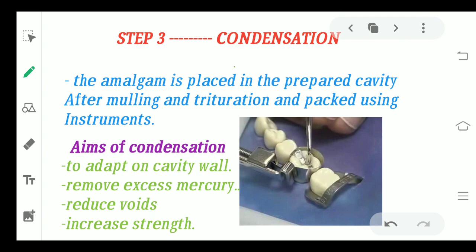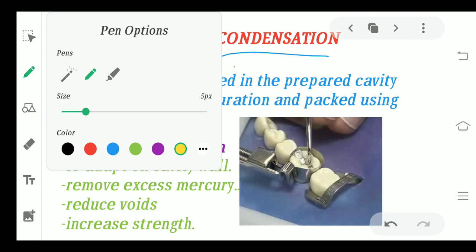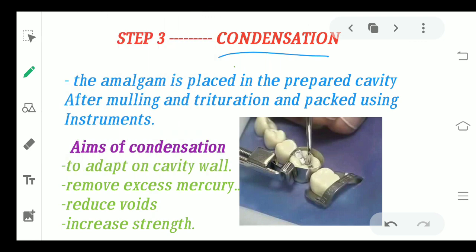Moving to step 3, the last step of filling the cavity with amalgam, that is condensation. In condensation, the amalgam is placed in the prepared cavity after trituration and mulling and packed using an instrument. The term condensation means condensing or filling. So in this step we will fill the mass in the prepared cavity. We have prepared a cavity first, and now we are filling the mixed material in the cavity.